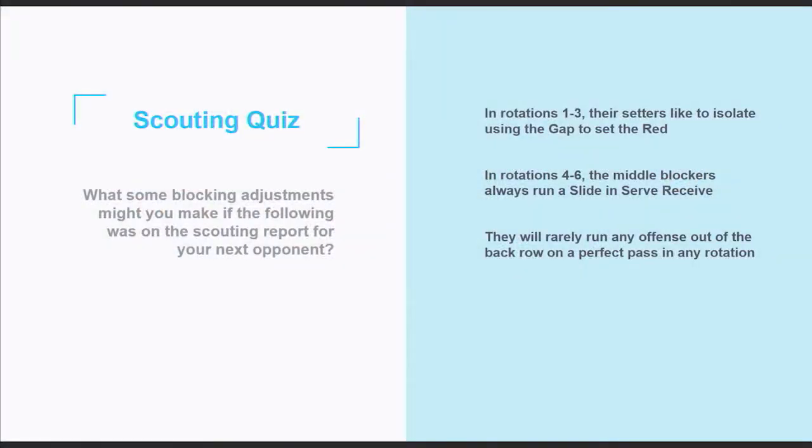So some possible answers to this question could be potentially the middle blocker could stay a little bit more neutral, not fronting necessarily the opposing middle blocker, and focus more on the read aspect than anything else because the setters like to set overhead, even though they are running a gap in front in rotations 1 through 3. In addition, when the setter's in the front row, our left side blocker can mirror that slide hitter and dedicate there, knowing that that's an attack that they like to run quite often.